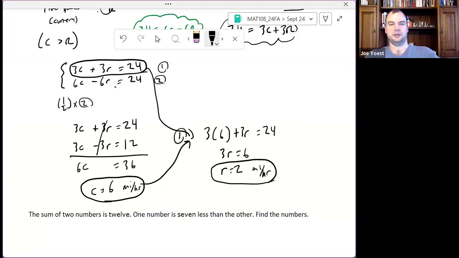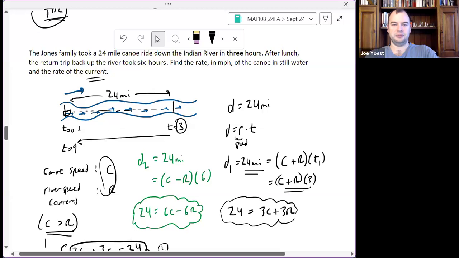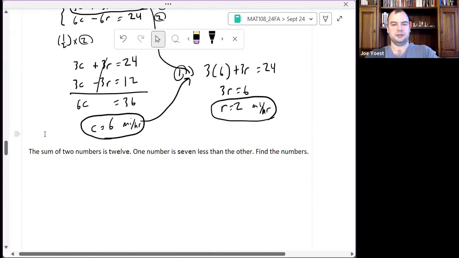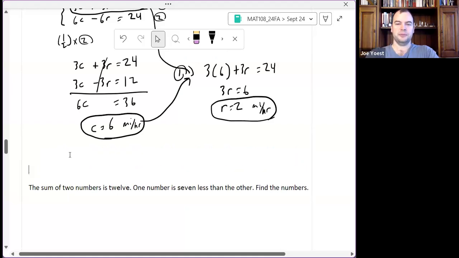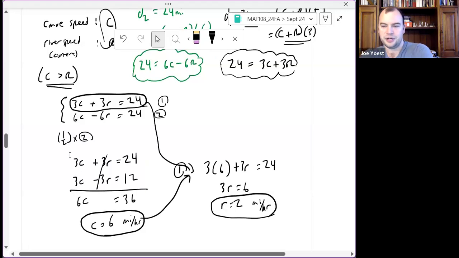I do see that my canoe speed is bigger than the current, so that makes sense from a reasonability standpoint, that I can paddle faster than the current can push me downstream, so I'm able to get back to the beginning. So that reasonability check kind of checks out. Okay, any questions on anything so far?